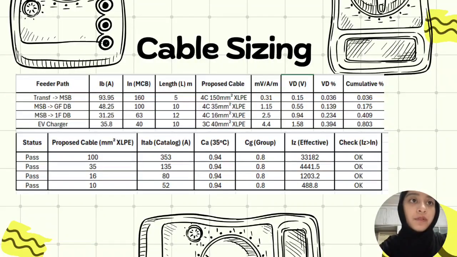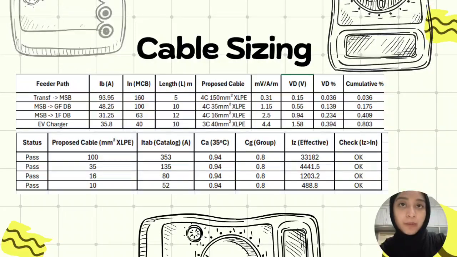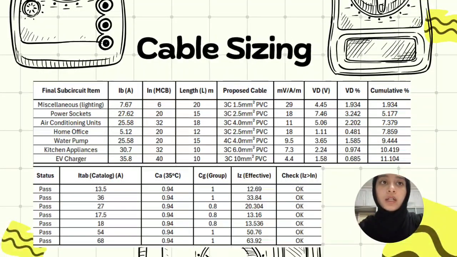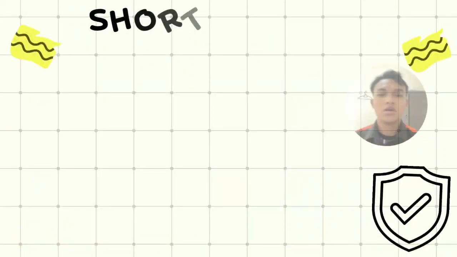So for IZ effective, or the real world capacity, we need to calculate ITAB times CA times CG, and then we get the result and check IZ against IN. The cable real capacity IZ must be higher than the breaker, so the breaker trips before the cable melts. For the final sub-circuit, the items are the same as the feeder path, but for this one, the VD supply we need to divide by 230, not 400.